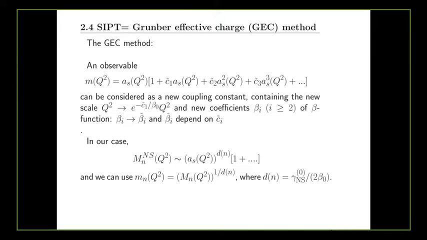Now we consider this Grunberg effective charge method. If we have some observable, we can treat this observable like a new coupling constant, and this new coupling constant will be obtained as a result of some modification of Q squared. The first coefficient will be absorbed in a modified argument, and another coefficient will be modified in the new beta function. So now the moments have this form. But of course, we can transform this variable to this one, for example, or using some logarithm. Please, next slide.